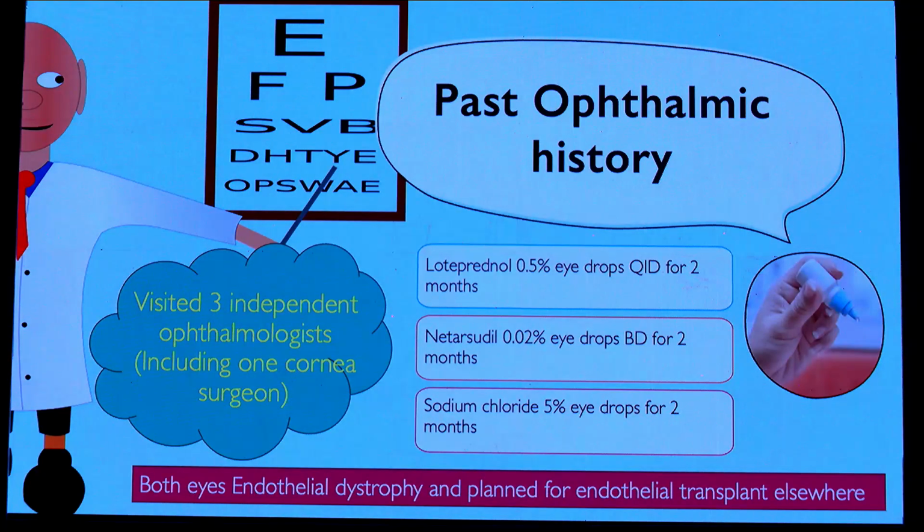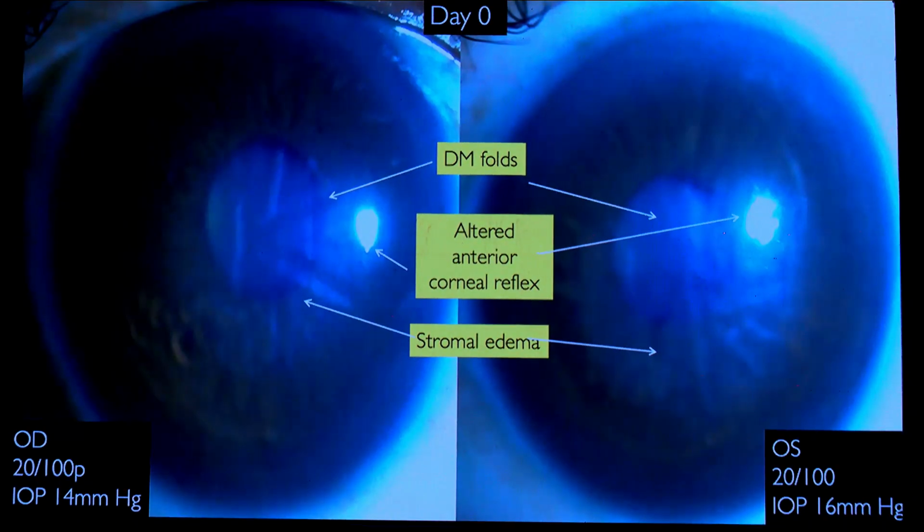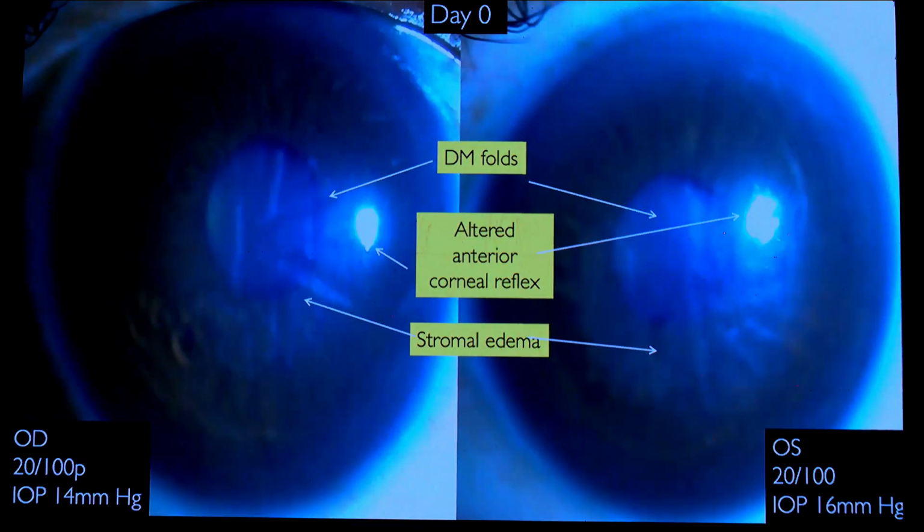Past ocular history: she had visited 3 ophthalmologists before me, including 1 cornea surgeon. She was treated with repeated doses of steroid, Rho kinase inhibitors like netarsudil, and sodium chloride for the past 2 months. Both eyes were diagnosed as endothelial dystrophy and planned for a transplant. On presentation, the vision in both eyes was around 20/100.